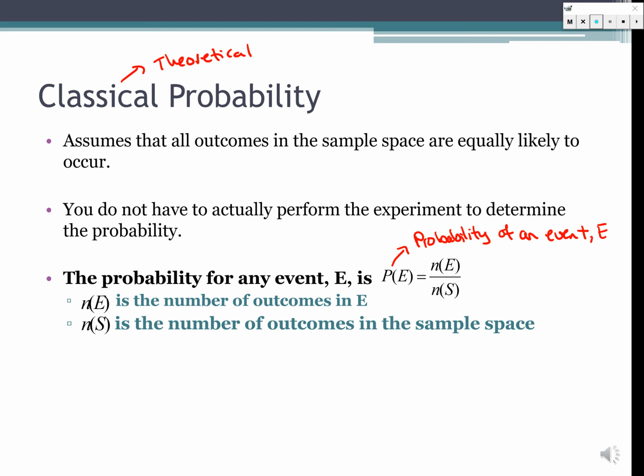In the numerator, we have the number of outcomes for your specific event. So how many ways can your event happen? And then N of S is the number of outcomes in your sample space. So how many times does your event happen over the total number of possibilities? That's what you're looking at for this kind of probability.